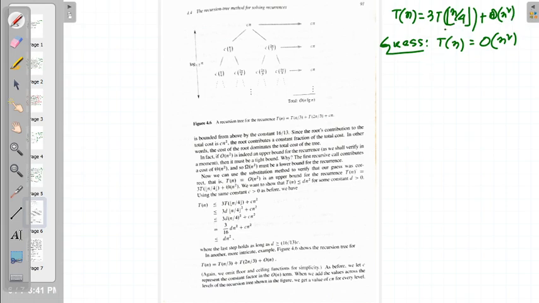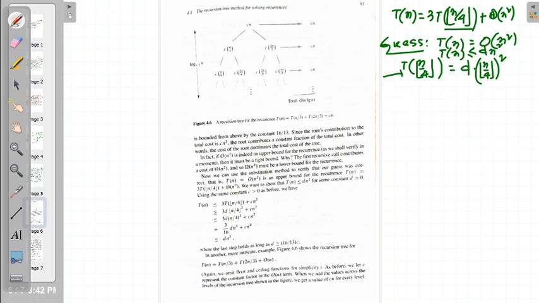So we have to assume that it is true for floor(n/4). That means T(floor(n/4)) ≤ d(n/4)². We have to prove that T(n) is less than or equal to dn². We have assumed that this is true for n/4, and now we will be plugging in the results.